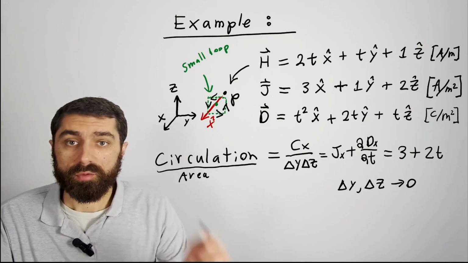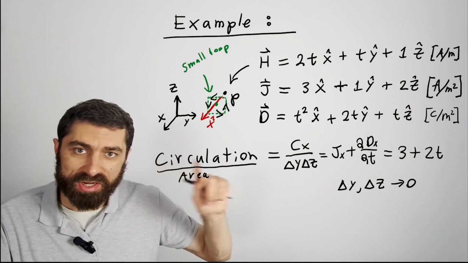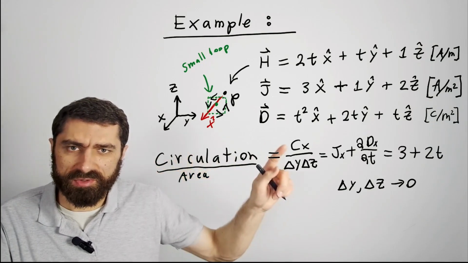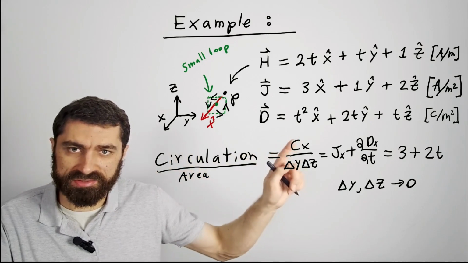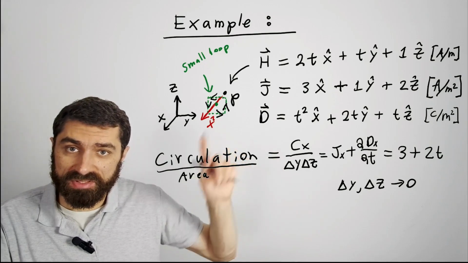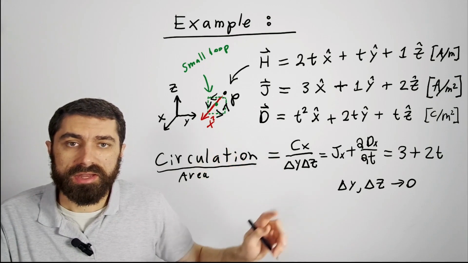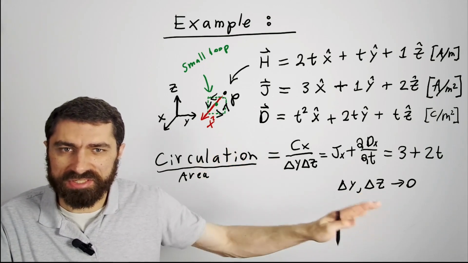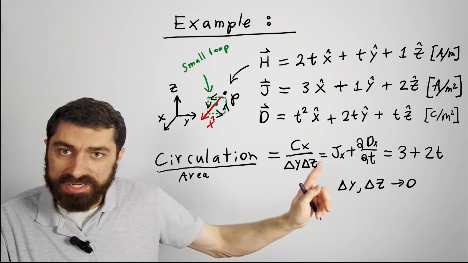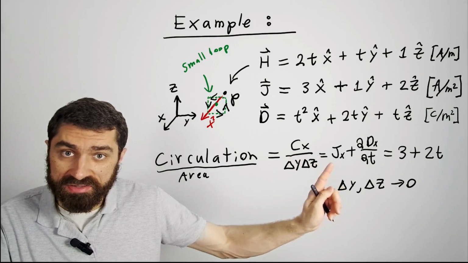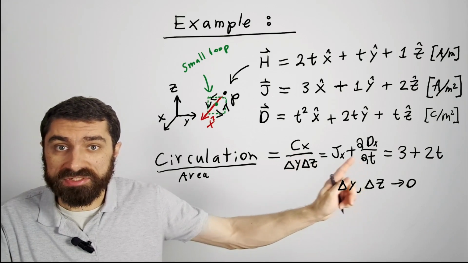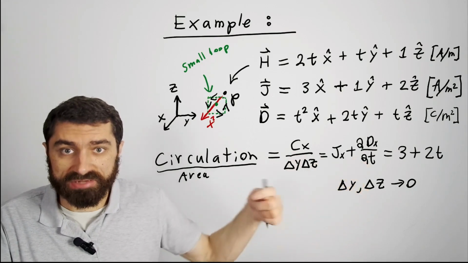So then what you can do is calculate H dot dl for that small loop and then divide it by its area, so Cx would be the circulation around the x hat vector there, divided by delta y delta z, which is the area. And then if you were to take that limit as delta y and delta z go to 0, because that's the whole idea of the curl, that would be equal to the current density in the x direction, plus the time rate of change of the D field in that direction as well.